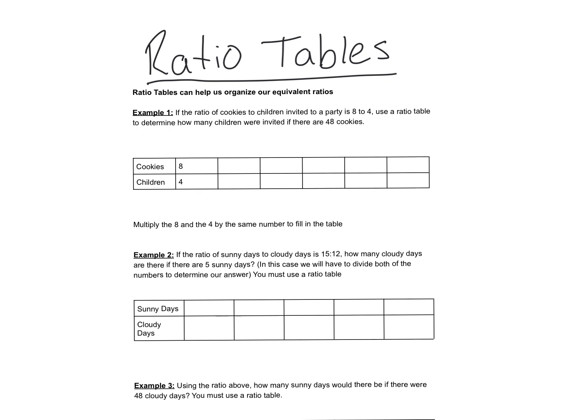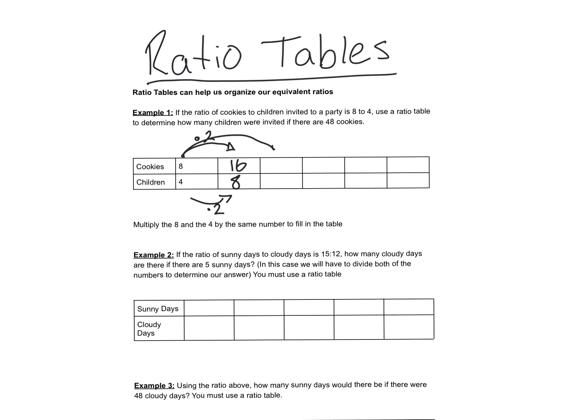For example 1, if the ratio of cookies to children invited to a party is 8:4, use a ratio table to determine how many children were invited if there are 48 cookies. So we have our ratio 8:4, and I'm going to start by just multiplying both of these parts of my ratio by 2. So 8 times 2 is 16. 4 times 2 is 8.